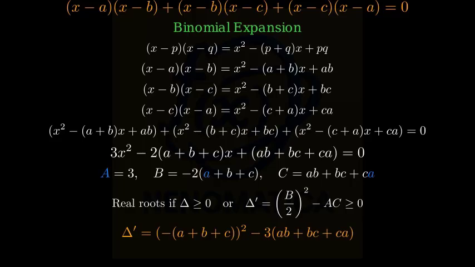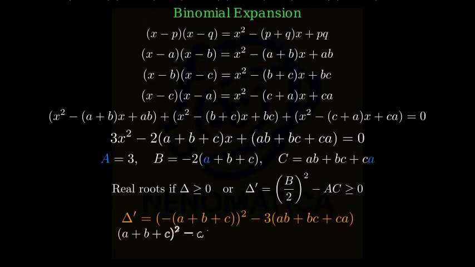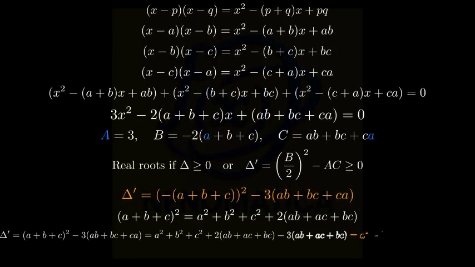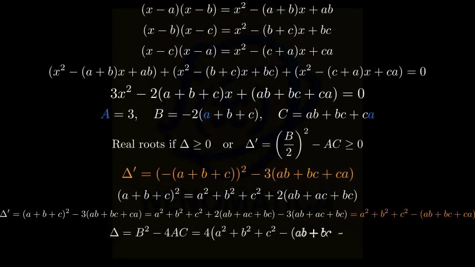Step 4. Simplify delta prime. Expand a plus b plus c squared as a squared plus b squared plus c squared plus 2 times (ab plus ac plus bc). Then delta prime becomes 4 times (a squared plus b squared plus c squared), minus 4 times (ab plus bc plus ca), all divided by 1, which we write as 4 times the quantity a squared plus b squared plus c squared minus ab minus bc minus ca.